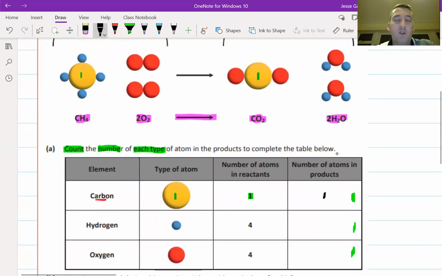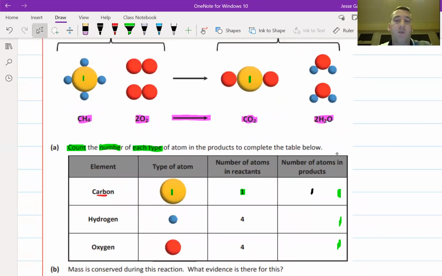Now what I want you to do is pause the video and complete the table for hydrogen and oxygen. Do that now, please. Pause the video. Okay, so you should only be watching if you have completed the table. And hopefully you counted that there were 4 hydrogen atoms and 4 oxygen atoms in the products. What I'm noticing here is a pattern. This should be jumping out at you: whatever atoms were there before, each type of atom, there's still the same number of them afterwards.